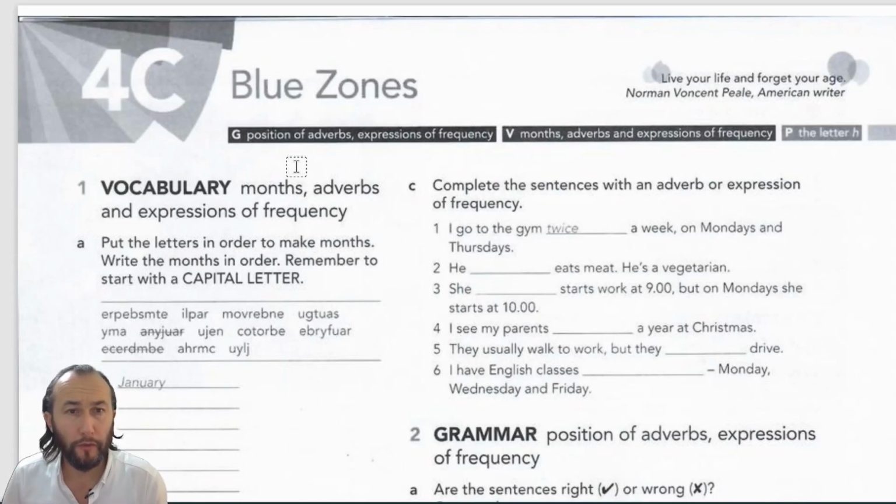All right, so we're going to start with 4C, and that's Blue Zones, the name of the topic. And that's from Elementary English File. And we're doing workbook practice, yeah? So 4C. So first of all, Blue Zones.